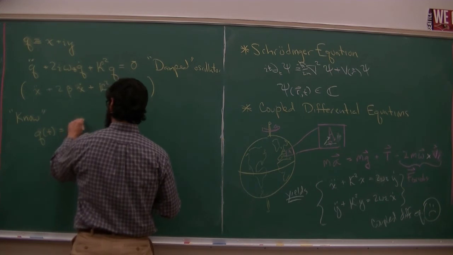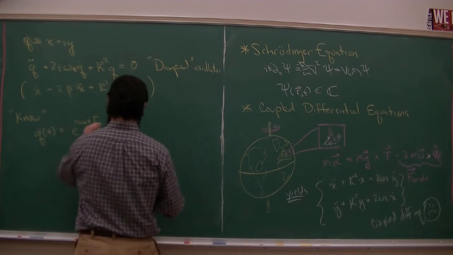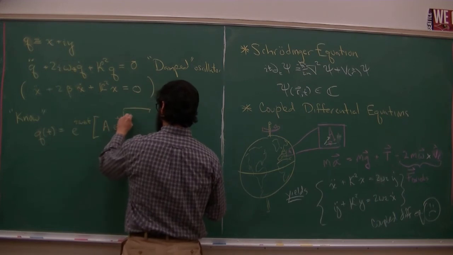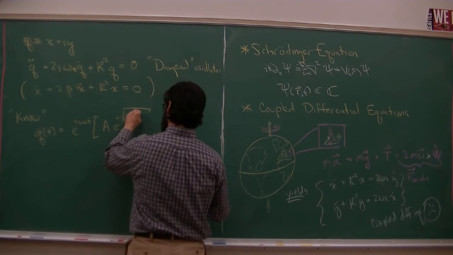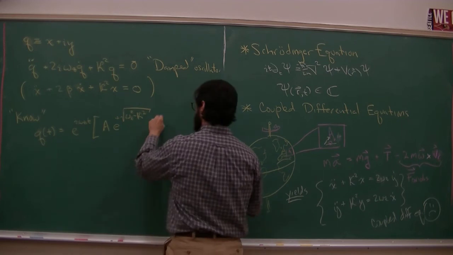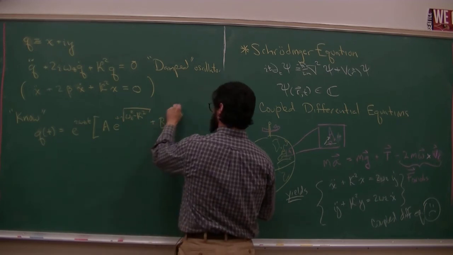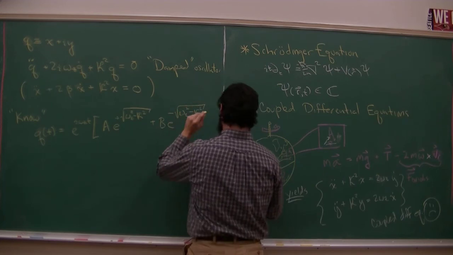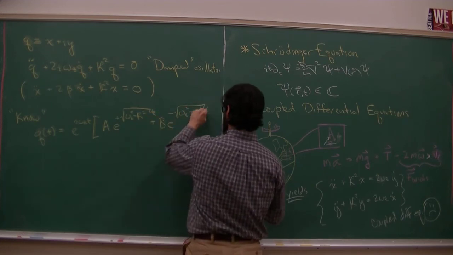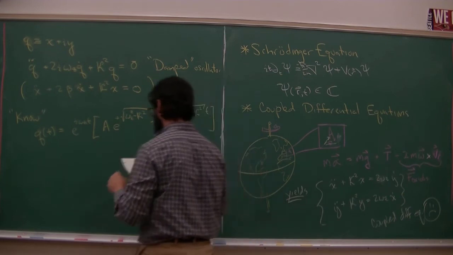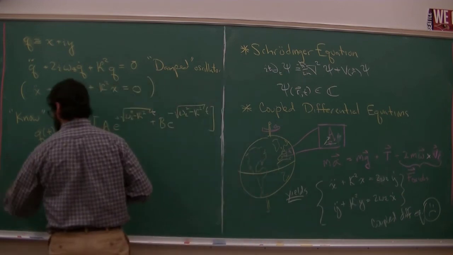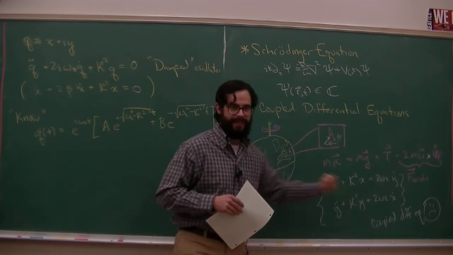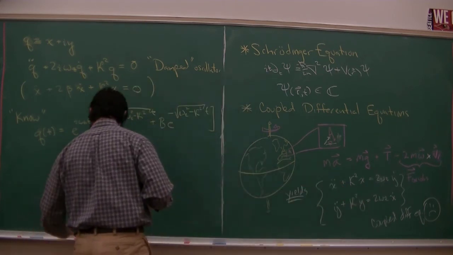So e to the i omega z t. This would be in some sense me reaching into my DiffyQ textbook and pulling out the known solution, should have t's there. Okay. So this is easier to solve than that because we got rid of the coupling by introducing this variable.